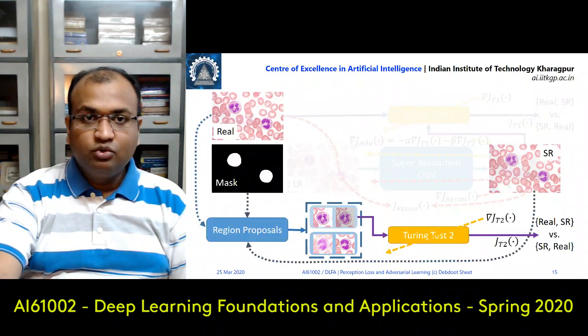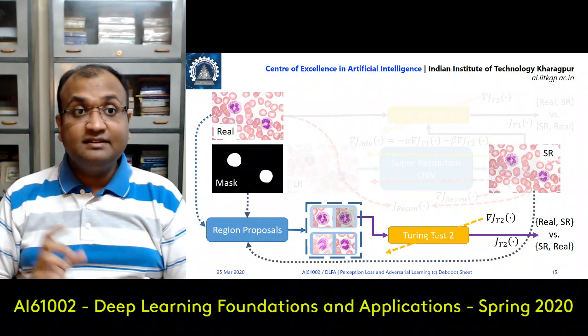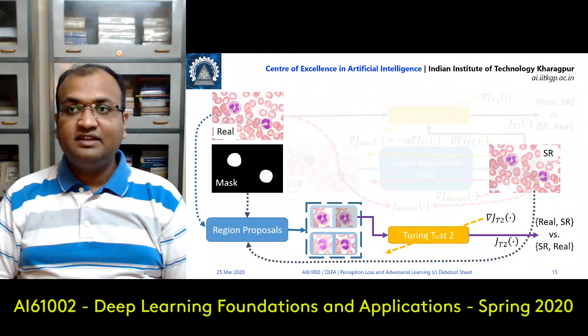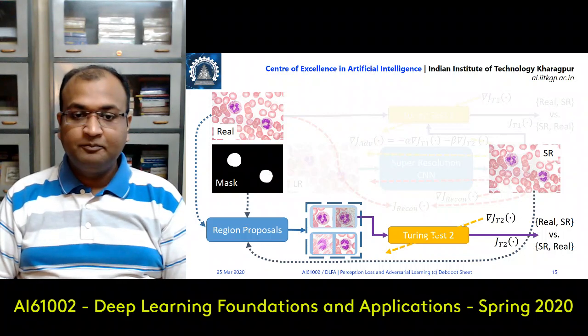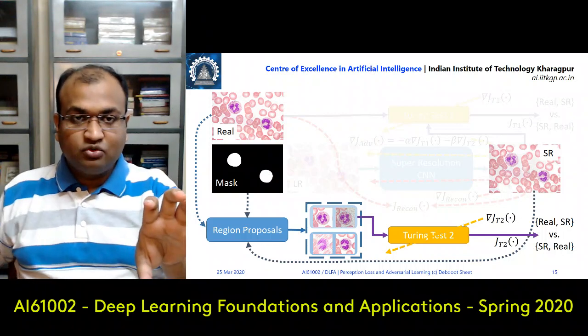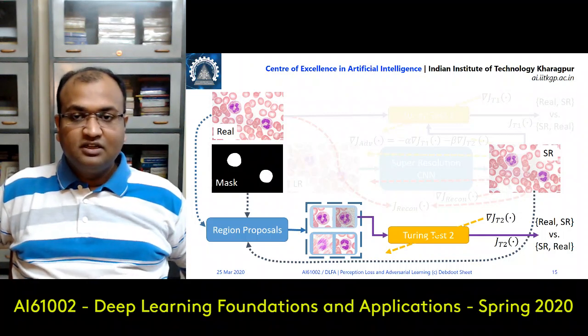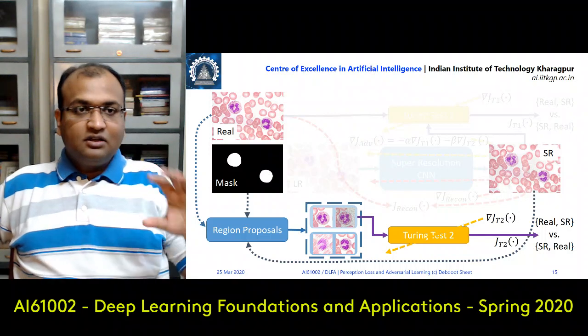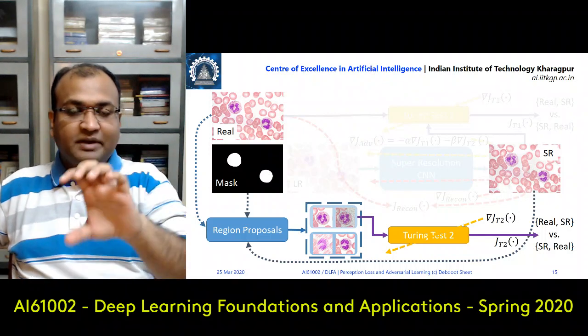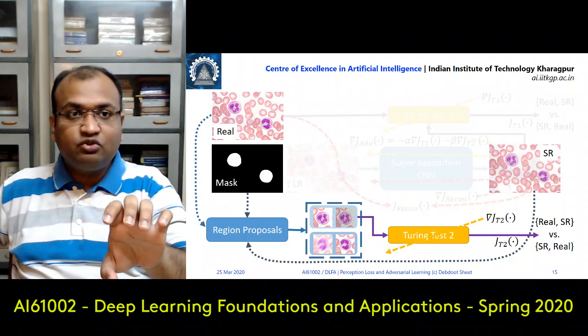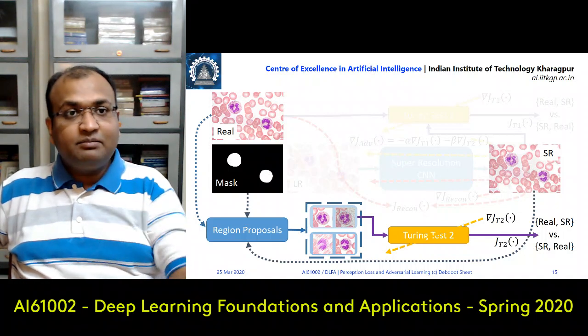So now what we do is bring in another Turing test, and this is where we brought in some interesting engineering. Here we said let's focus only on the WBCs. In order to get the WBCs, you would need some sort of region proposal. A region proposal is essentially which region consists of my WBCs. Let me run a Turing test only on those regions, and then I will update my model accordingly.